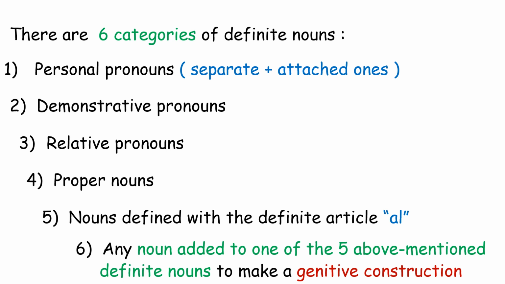The second to last category is nouns defined with the definite article al. And last but not least, any noun that has been added to one of the 5 above mentioned definite nouns to make what we call genitive construction or إضافة construction. This last category is also known as المضاف إلى معرفة.